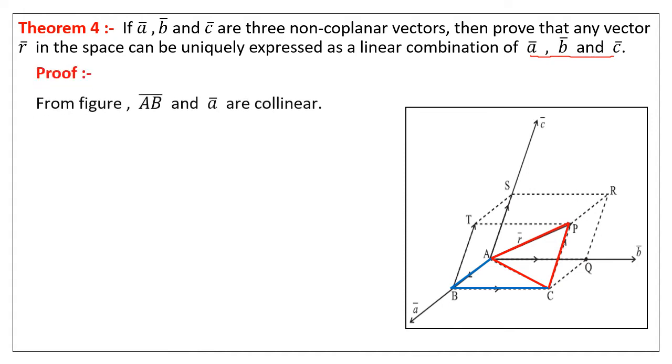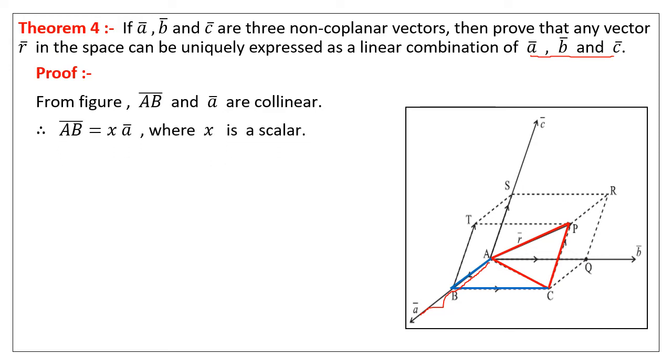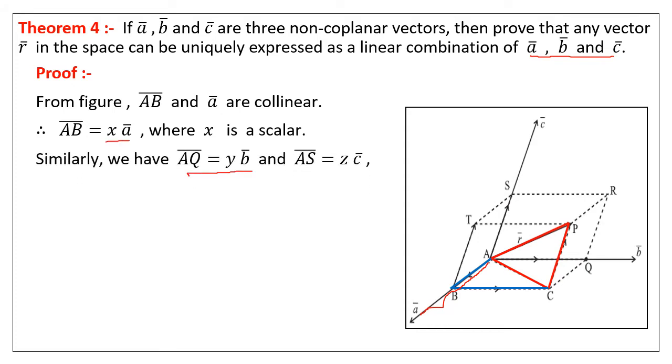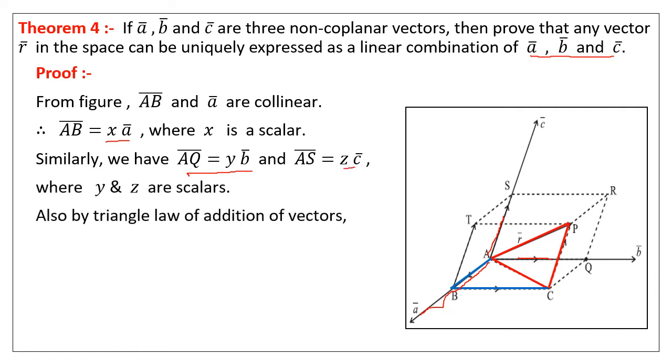Proof. From the diagram, AB bar and a bar are collinear vectors. See student, since they lie on the same line, we can write AB bar equals x a bar, where x is a scalar. Similarly, we can write AQ bar equals y b bar and AS bar equals z c bar, where y and z are some scalars.